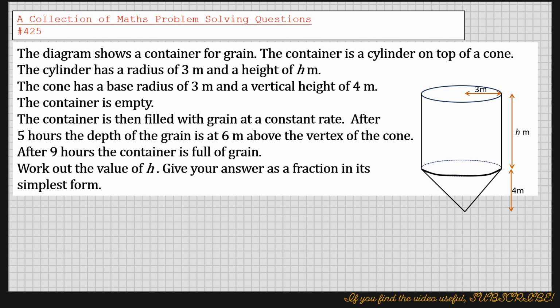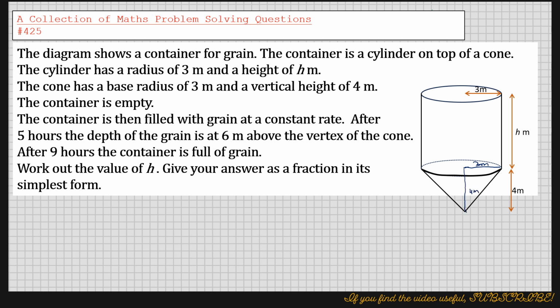The container is empty. The container is then filled with grain at a constant rate. After 5 hours, the depth of the grain is 6 meters above the vertex of the cone. So if we just pause and work out what the question means, they've given us a cone and a cylinder. The cone has a radius of 3 meters and the height is 4 meters.